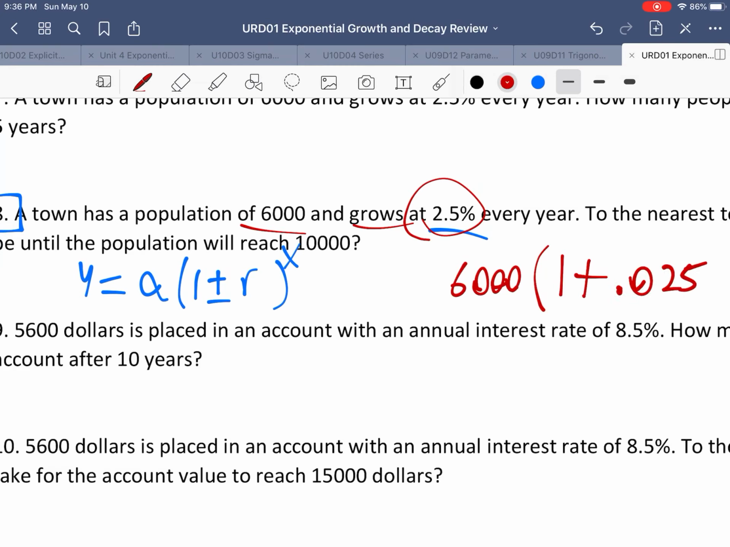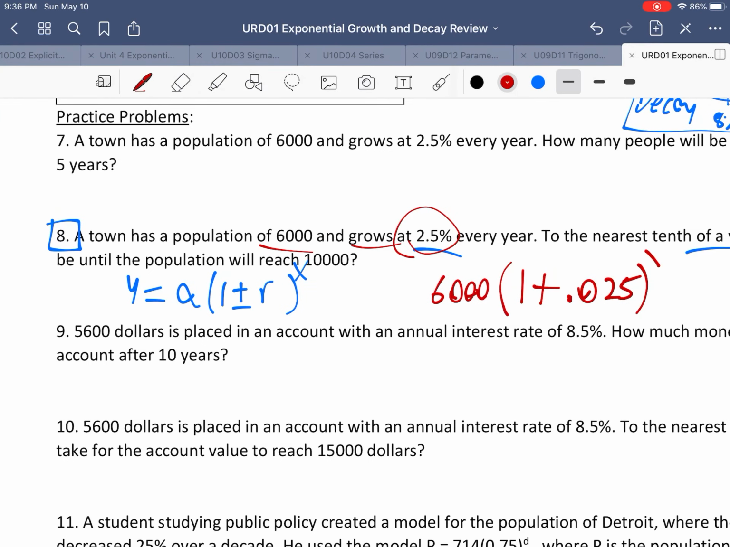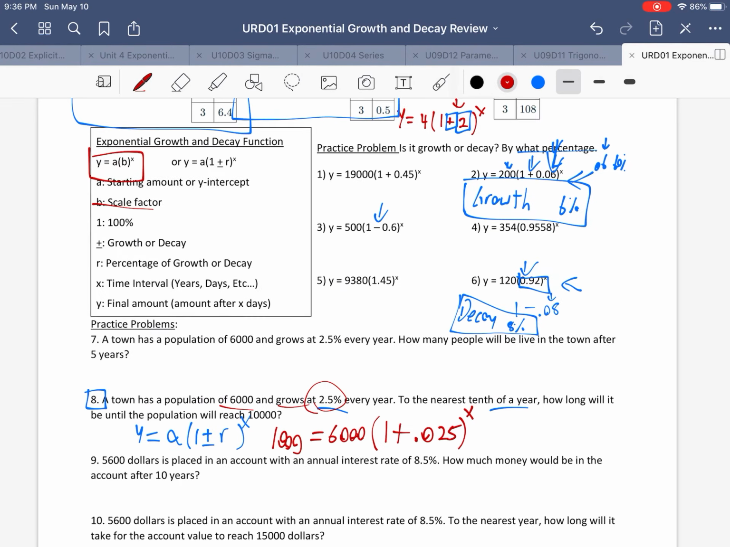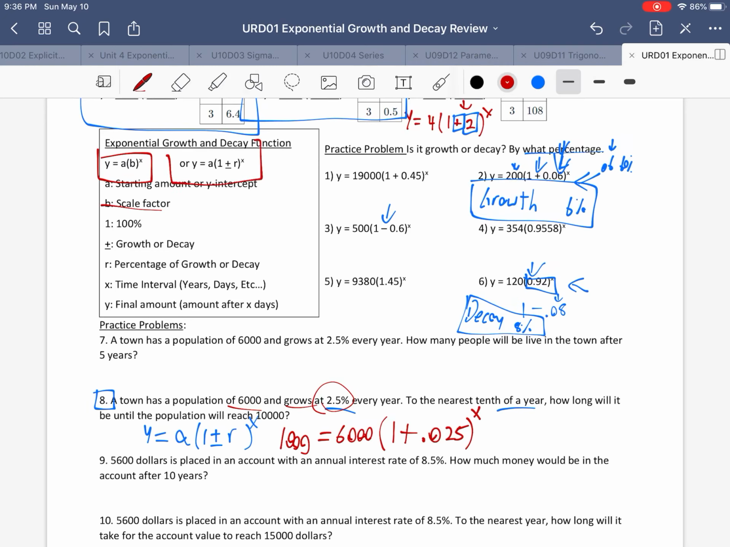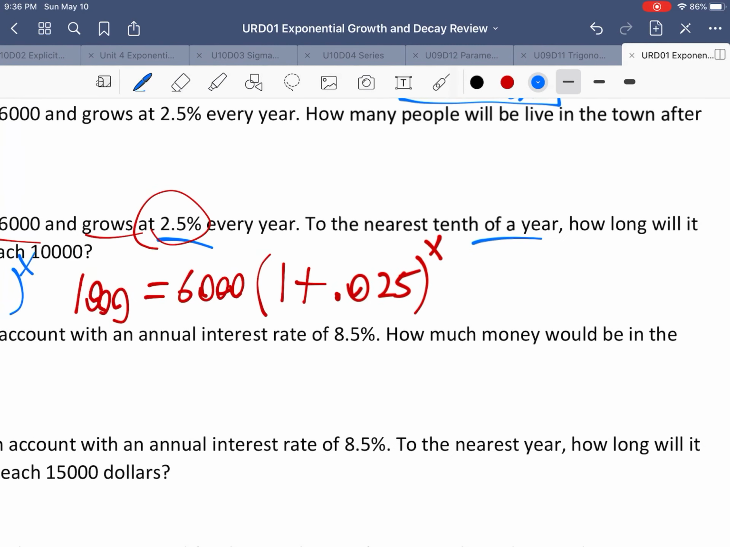2.5% would be written as 0.025. And we don't know the number of years. So, this has to equal 10,000. So we're using the exponential growth function where we were aware of the starting value, the rate, and the ending value, but not the exponent. So I'm just going to go over how to find the exponent.